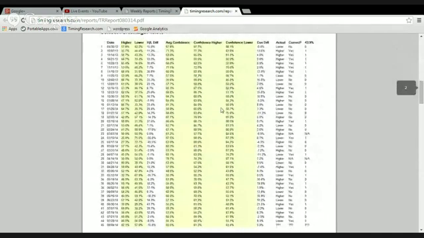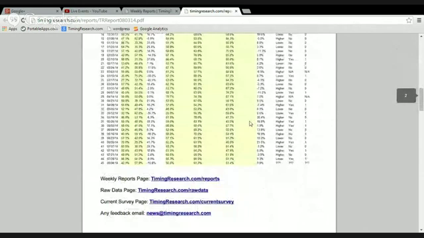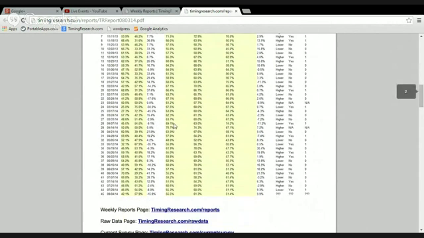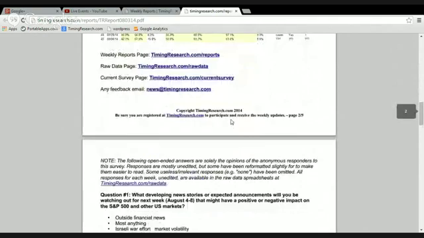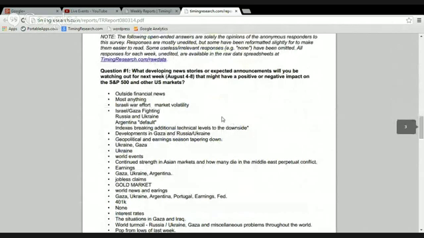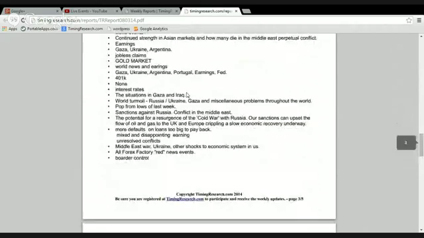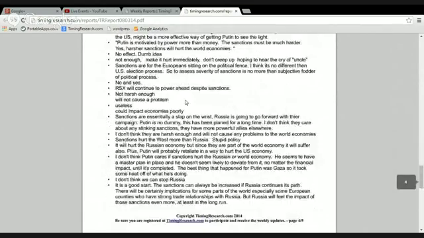And then the report on page 2 shows all the data of previous guesses, the correct guesses, the incorrect guesses for each week up to this point. And then starting on page 3 of the report is all the responses to the open-ended questions. And so they're all listed here.